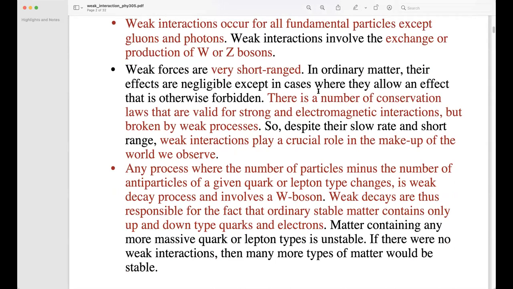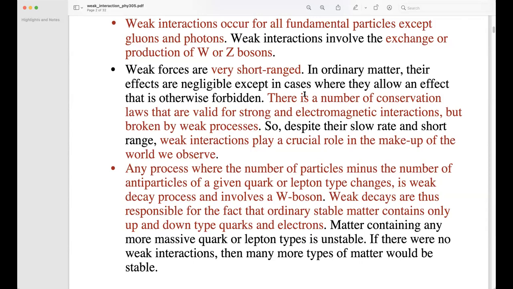So what it means is that wherever the number of particles minus the number of antiparticles of a particular quark or lepton type changes, the process involved is a weak decay. And in that case, the mediating particle is a W boson. So weak decays are responsible for the fact that ordinary stable matter contains only up and down quarks and electrons. So it will not involve the other quarks. It does involve other quarks, but that is a more advanced part of weak interactions, which we will see later when we go through the charged current interactions and the neutral current interactions.